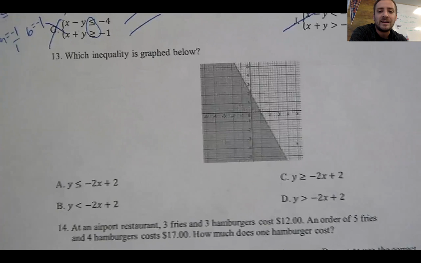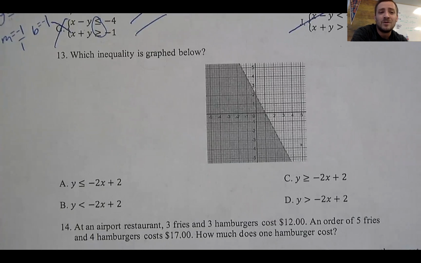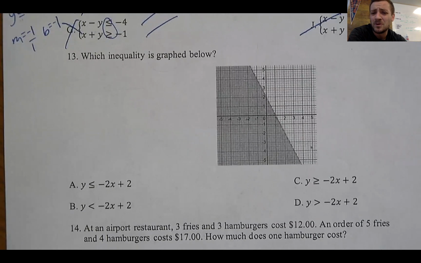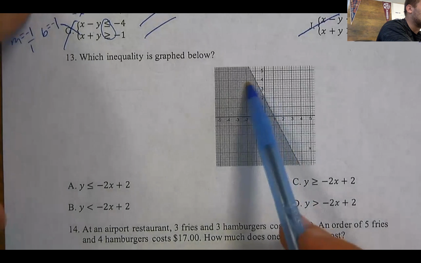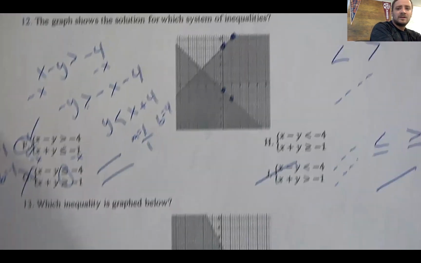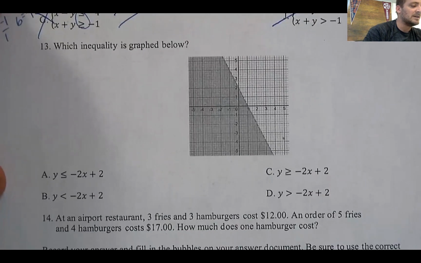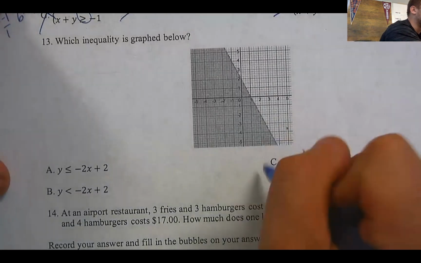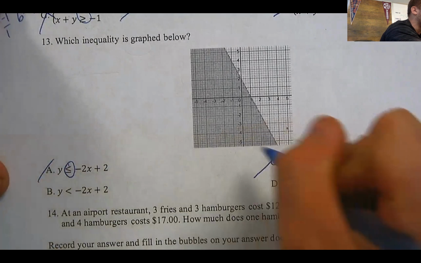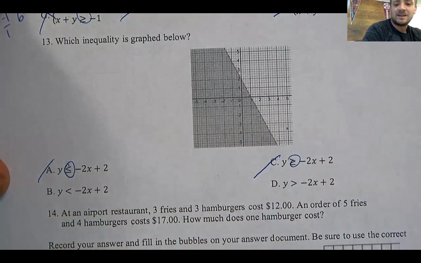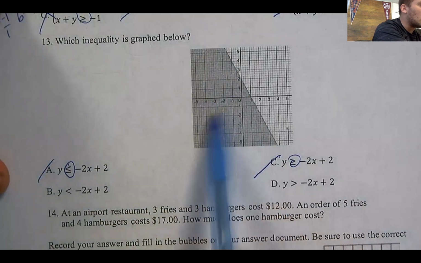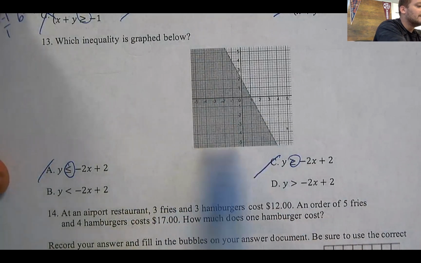Which inequality is graphed below? Oh, honestly, number 13 is just like number 12, but even easier. The first thing I notice is this is a dashed line. And remember, dashed lines mean there's no equal to bar. So automatically, for my answer choices, I can get rid of A and C because both of those have the equal to bar.